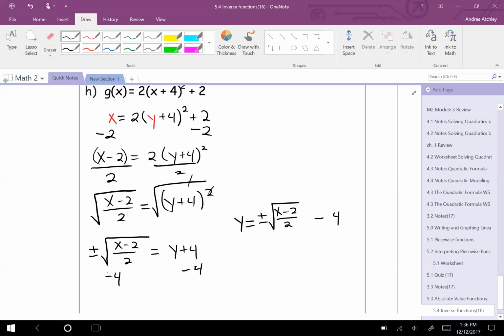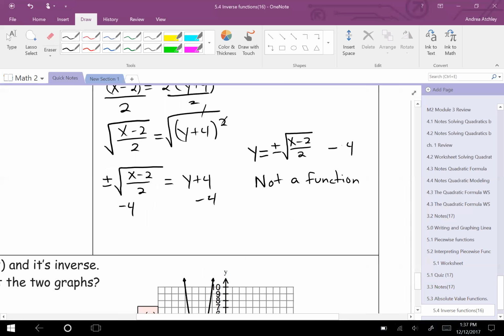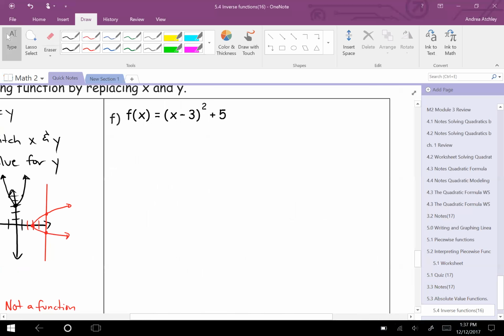Any questions over that? Now, is this a function? No, not a function. Any questions over that? Okay, let's go back and have you guys do F now in your pairs.